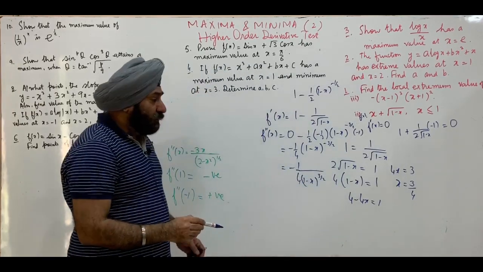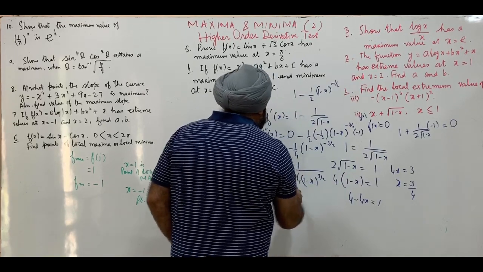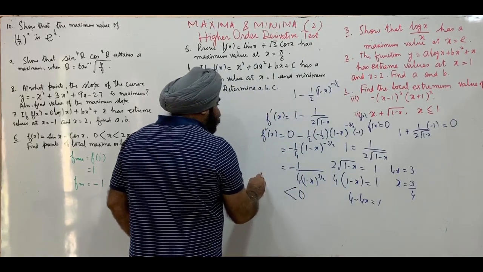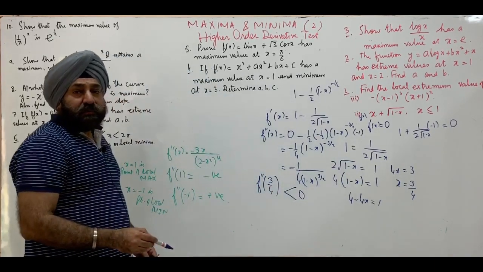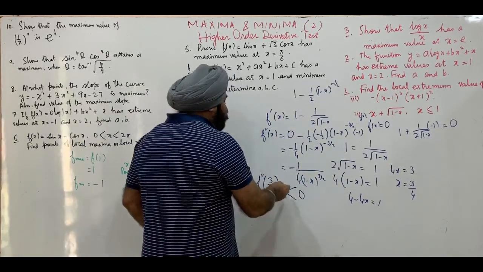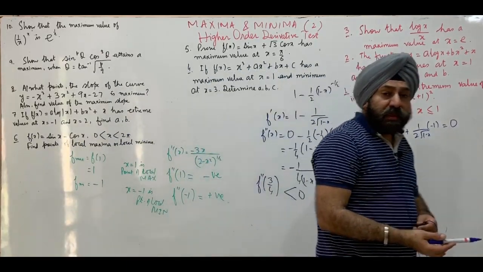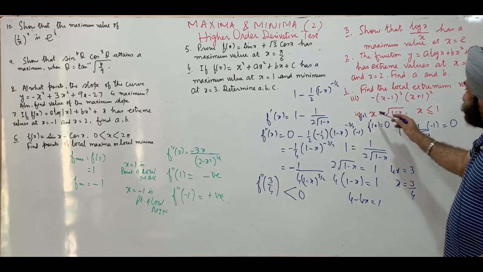So when x is 3 by 4, this will be positive into minus 1 by 4, so this will be negative. So f''(3 by 4) is negative. So what type of critical point is 3 by 4? It is a point of maximum. Since the second order derivative here is negative, and if I want the maximum value of the function, I will put x is equal to 3 by 4 here.